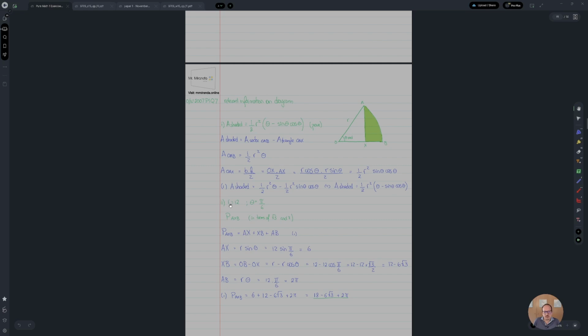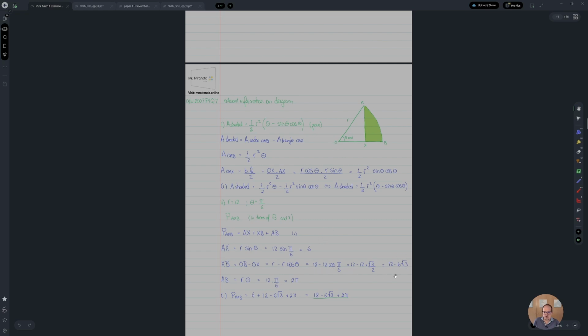Now you are given the value for the radius, r as being 12, and theta as being pi over 3, and you want the perimeter of the shaded region in terms of square root of 3 and pi. So that's going to be AX plus XB plus AB. AX, as we saw before, is r sine of theta, just substitute the values. XB is going to be OB minus OX, and OX, as we saw before, is r cosine of theta. OB is just r. Okay, don't forget, this is a sector of the circle, so OB is the same as OA.